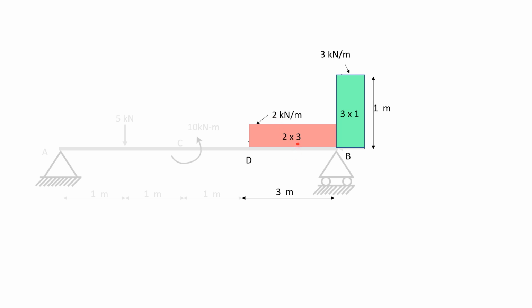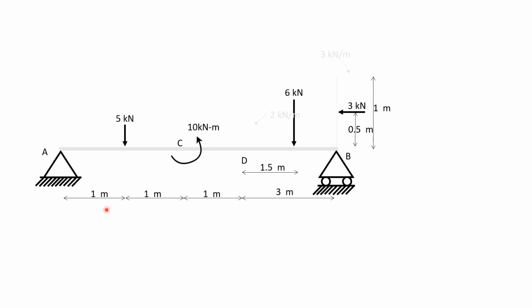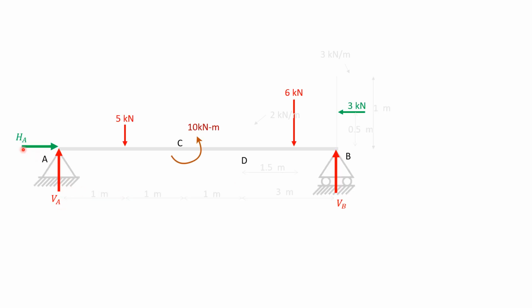So 2 into 3 is 6, 3 into 1 is 3. So 6 kilonewton force will be acting at 1.5 meters from D, and the 3 kilonewton force will be acting at 0.5 meters from point B. Now this is a simple support and this is a roller support. It will have reactions of HA and VA, and this roller support will have reaction of VB.